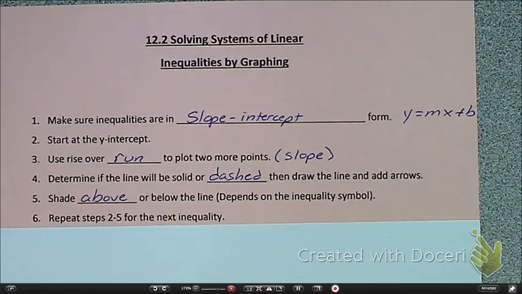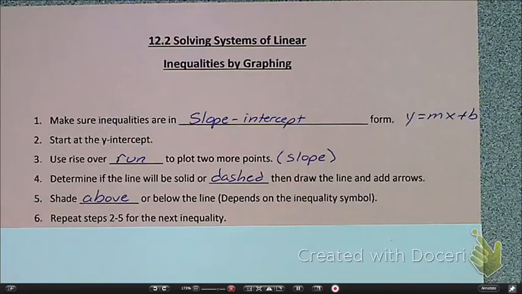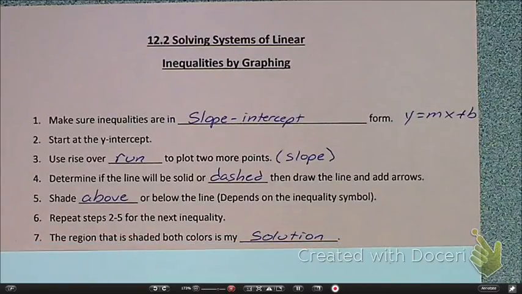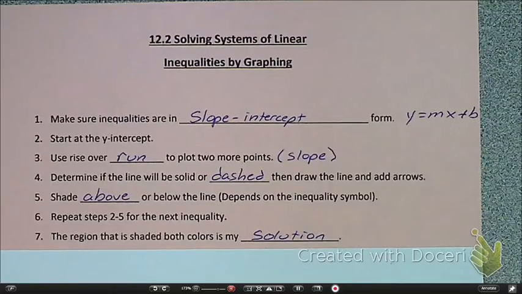Repeat steps 2 through 5 for the next inequality. Once again, you can have 2 inequalities on one graph, with 2 different color shadings. The region that is shaded both colors is my solution.